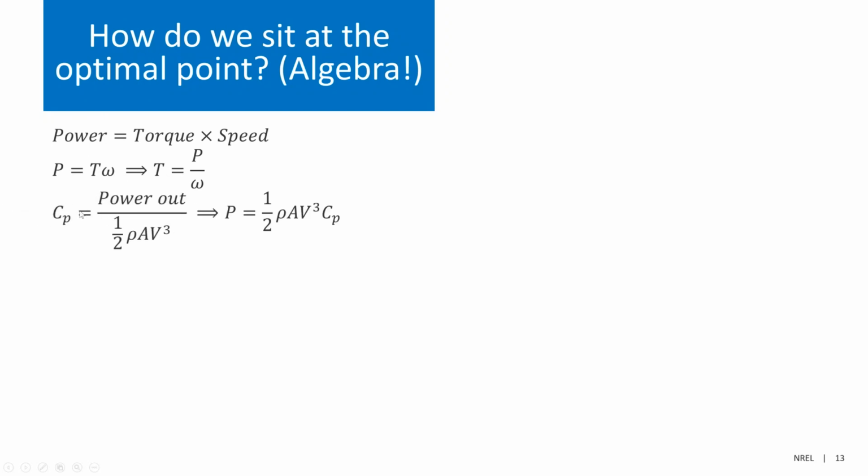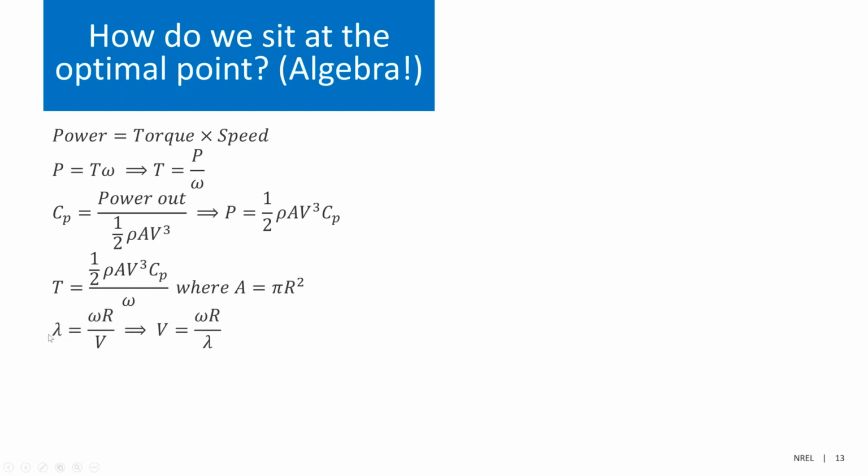We have our definition of C sub P from where we derived it on the previous slides. Power out divided by 1/2 rho A V cubed. But now we'd like to solve it for power, this power out. So we'll just multiply by the denominator here and get power is equal to 1/2 rho A V cubed C sub P. This is a fundamental equation for understanding wind turbines. Now we can substitute this equation into this equation by putting this in for power, and defining A as pi r squared for the rotor area, where r is the rotor radius.